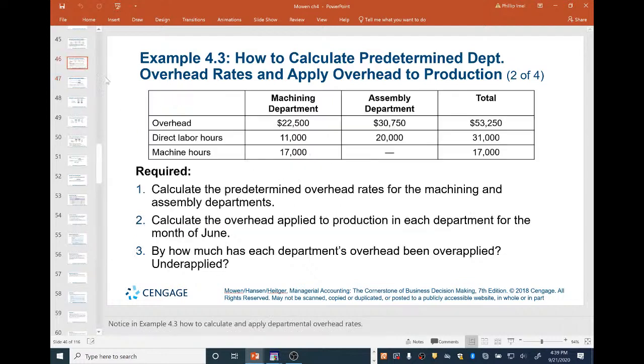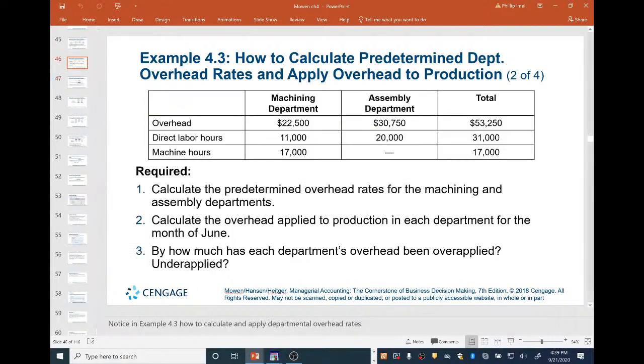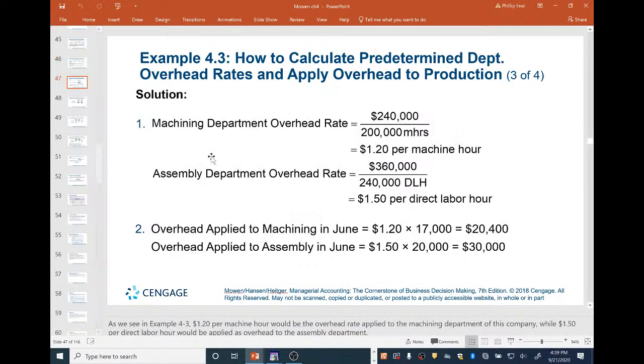I'm sorry, I thought it was wrong. It's 17,000. That's the actual, because that's the cost driver we're looking at. That's the actual data, 17,000. So now we just take the rate we found and multiply it by the 17,000 right there. Same thing, overhead applied to assembly in June. We take the rate we found right here, and the direct labor hours for the assembly department, the actual data right here. Multiply it by $20,000. Okay, so that's the actual right here.